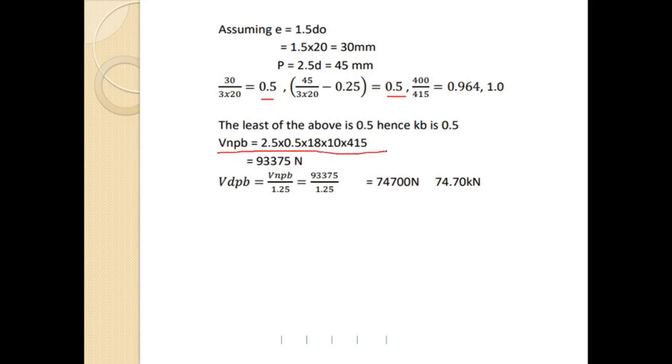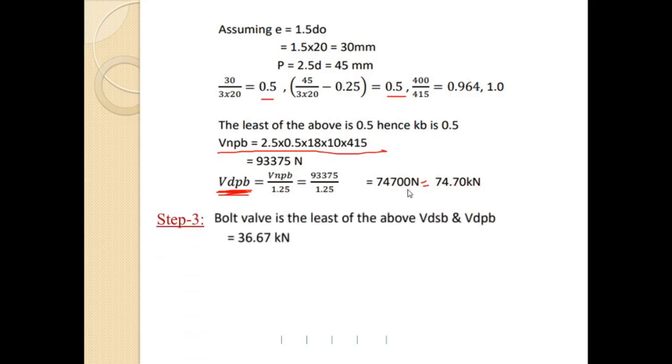So the VNPB is equal to what? 2.5 multiplied by 0.5, that is KB, 18 is the diameter of bolt, then 10 is the minimum thickness of plate, and Fu, the ultimate strength of plate, is 415. After solving this, we get the value of 93,375 Newton, that is 93.37 kilonewton. So dividing by gamma m1, we get the design strength in bearing, that is 74,700 Newton, means 74.70 kilonewton.